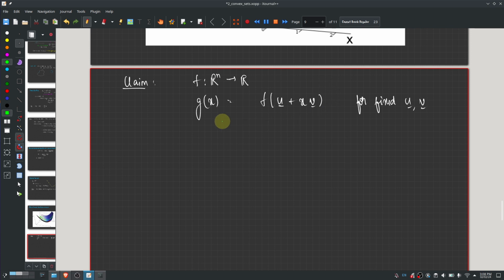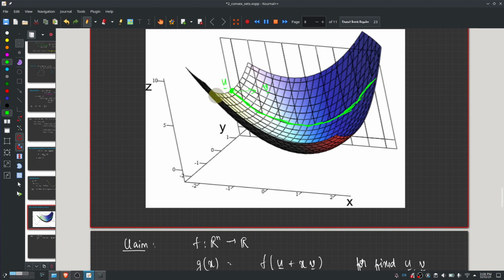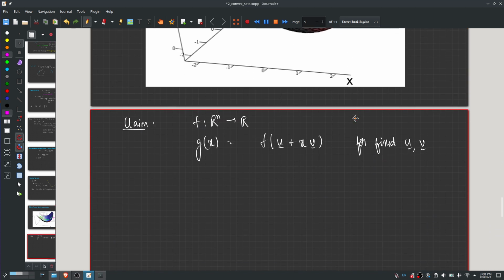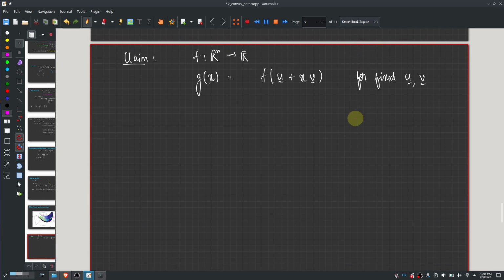So I'm interested in knowing how this function behaves. g of x equal to f of u plus x times v. I fixed the initial point, I fixed the direction. So this green curve that I've drawn essentially corresponds to g of x. And again, intuition suggests that g of x should be a convex function of x. Let's just try to prove it. Should be straightforward. We can just use the definition of convexity. So let us look at g of alpha x1 plus 1 minus alpha x2, which is f of u plus alpha x1 plus 1 minus alpha x2 times v.